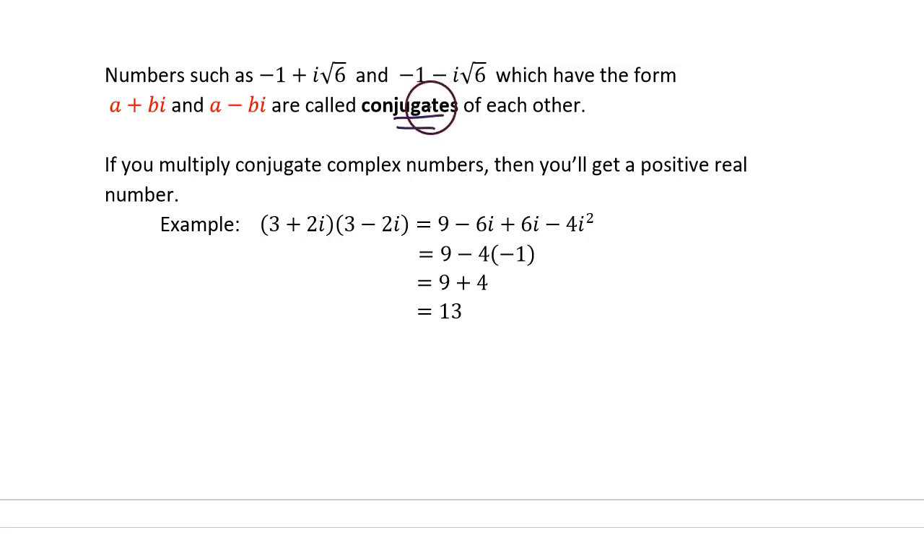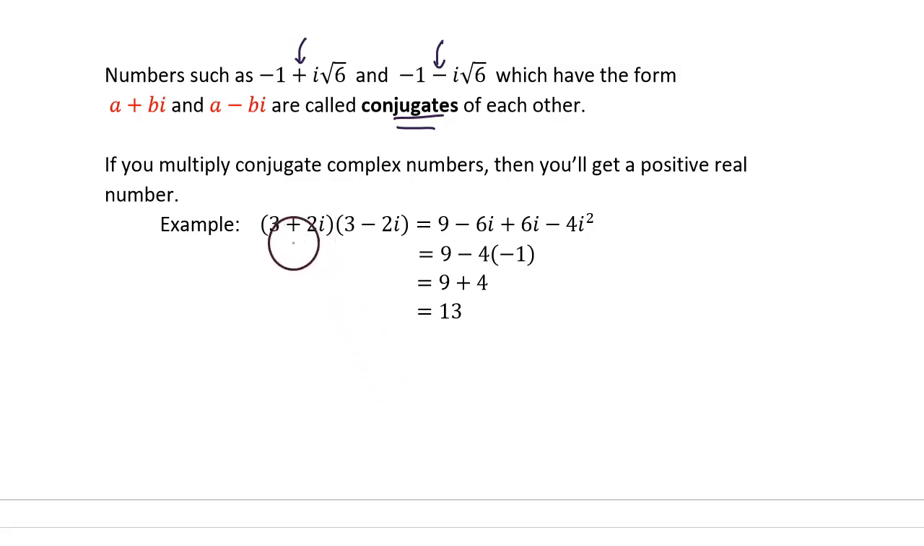The word conjugate is a vocabulary word that we had in an earlier chapter. Now we see that word used again and in the same context. Conjugates are binomials where the only thing different is the symbol in the middle. One of them has a plus, the other has a minus. If you multiply conjugates, then you get a positive real number.